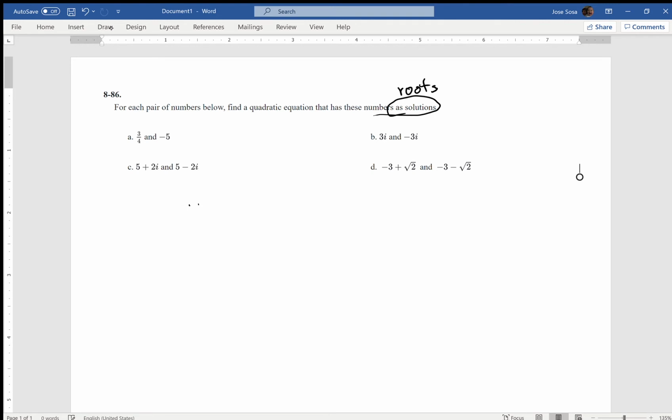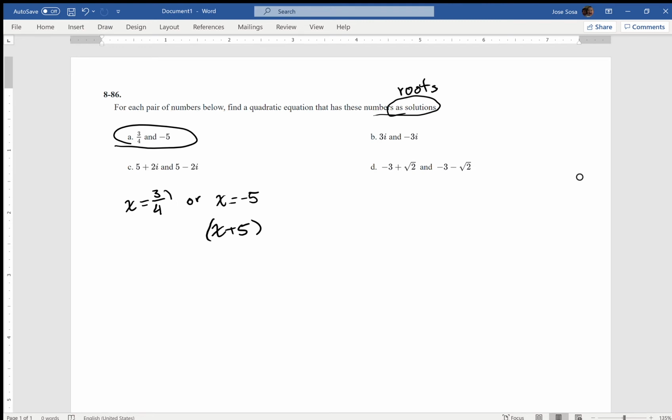All right, so if my solutions, I'm gonna do the first one here, are 3/4 and -5, that means I start with this. Now over here for the right hand one, it's easy because all we have to do is add a 5 to both sides. So then x plus 5 is one of my factors.